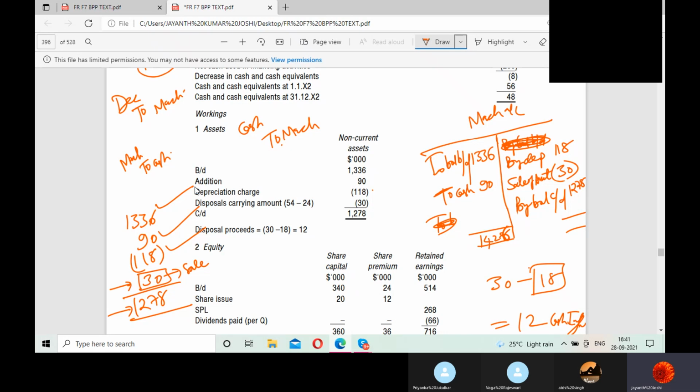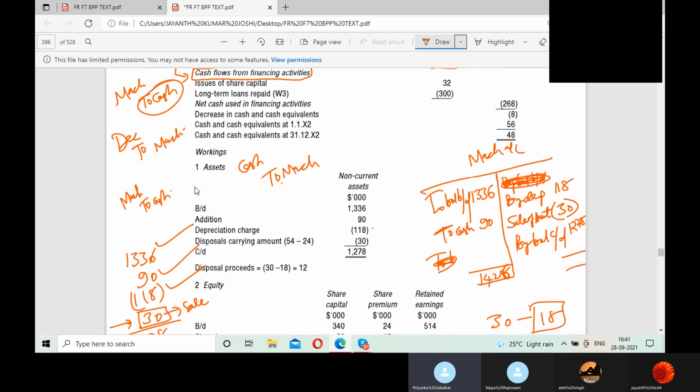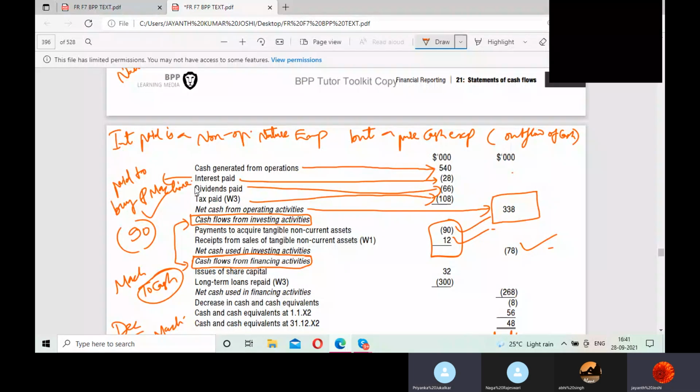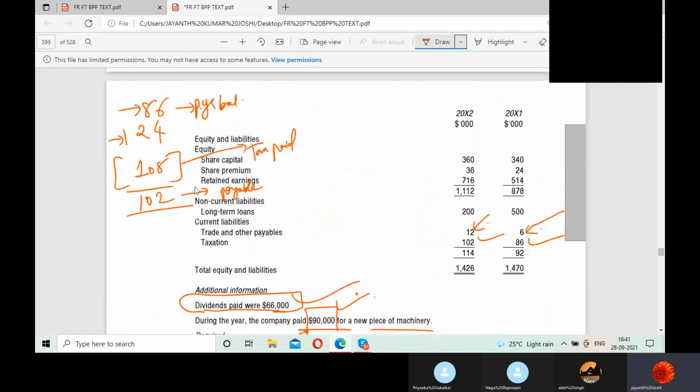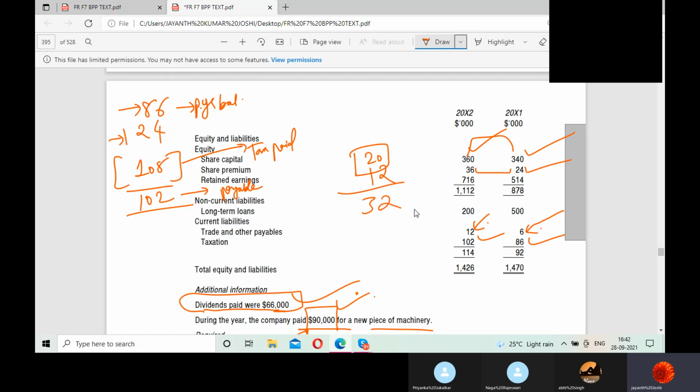Okay, all of you done? Yes, sir. So now we would go for the cash flow from financing activities. It's pretty simple. We will see the finances. The share capital we had of 340, now it's 360. So we raised 20 dollars of capital, like 20,000, whatever you want. 3 zeros you can add. Share premium was 24. Now it is 36. So it has also increased to the tune of 12. So 32. And the long-term loans decreased from 500 to 200.